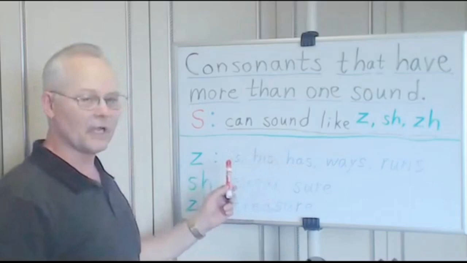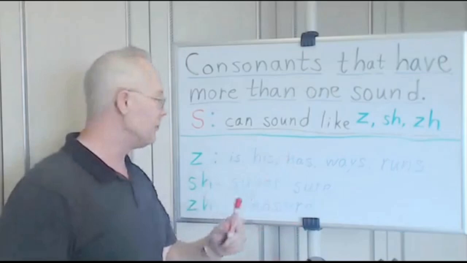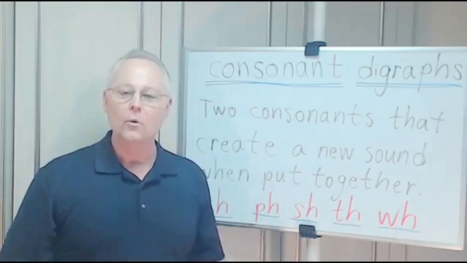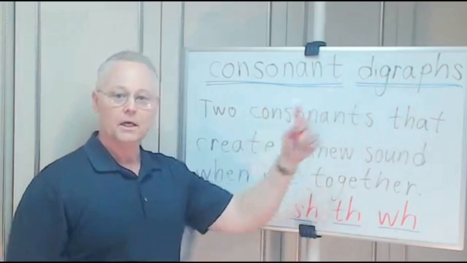So that covers the three letters, the consonants that have more than one sound: C, G, and our friend S. We're going to talk about consonant digraphs. For the last few videos, we've been talking about consonants, right?